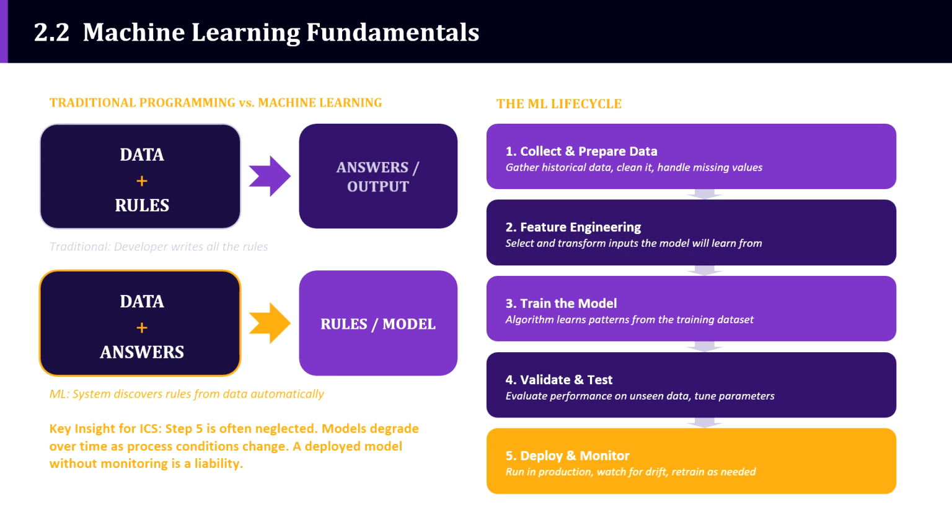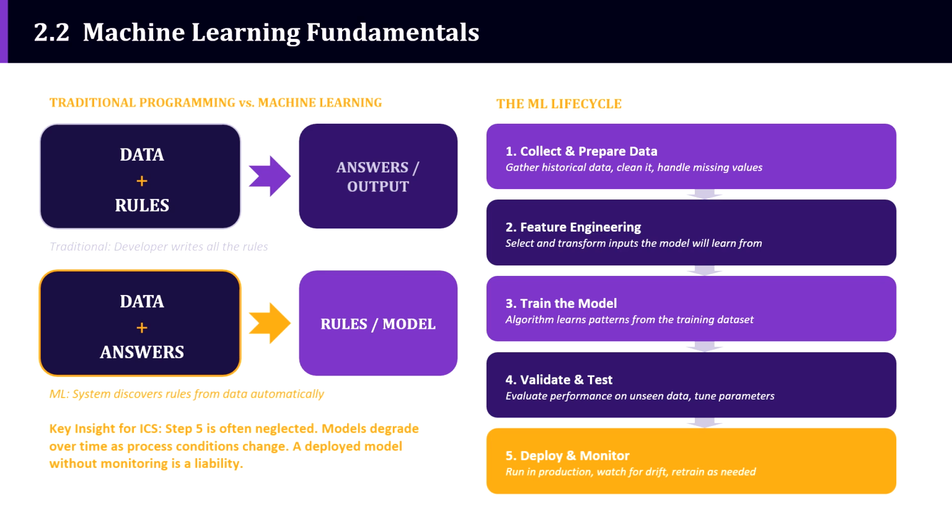The machine learning lifecycle on the right is important to understand because it clarifies where most projects succeed or fail. Steps 1 and 2, data collection and feature engineering, typically consume 60 to 80% of project effort. Steps 3 and 4, the actual model training that people associate with doing artificial intelligence, are often the fastest part. And step 5, deployment and monitoring, is the one most often underinvested.